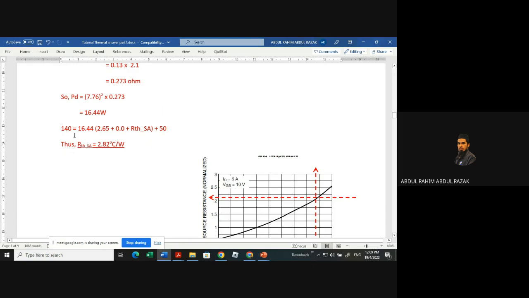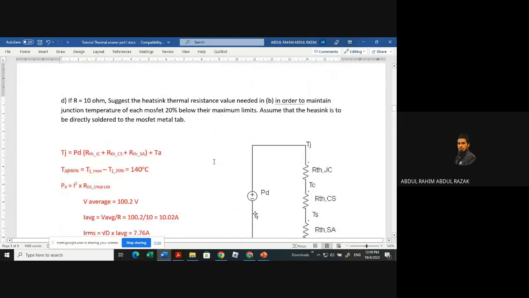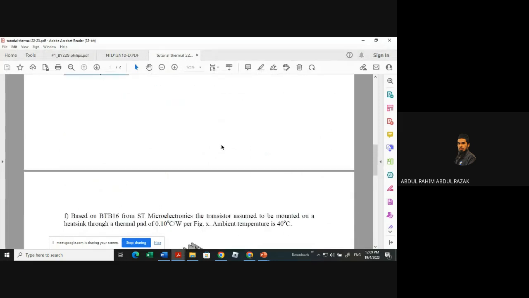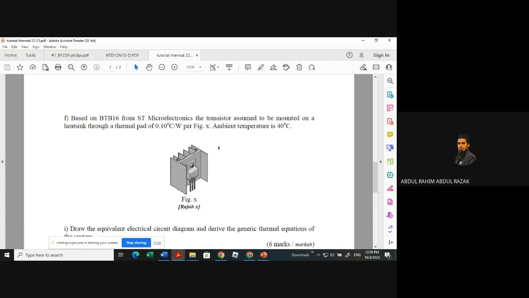So that's the better. Kalau TJ lagi rendah, you are able to cool down your junction temperature. So that should be better value. Means that lower thermal resistance is better for your design. Okay, settle untuk C. Next is your D. Settle untuk D. Next your F. Okay. Untuk F. Sama je, dia ulang.